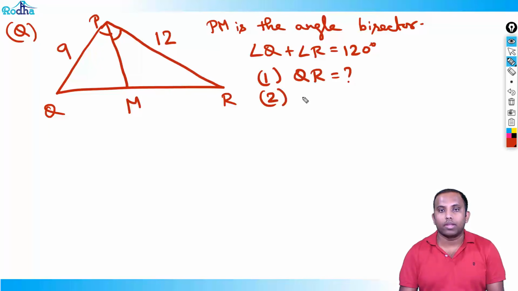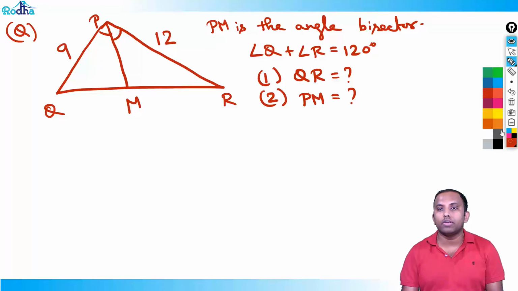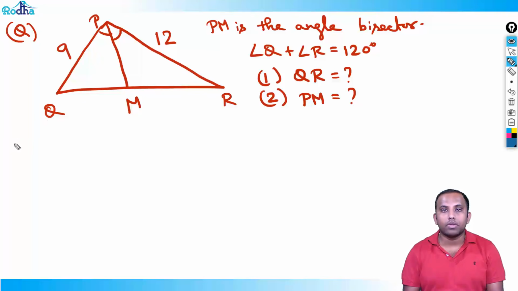Question 2, what is the length of PM? So two questions here, right? A simple application of cosine rule, I'll solve it so that you get the concept here. First, we can find the length of QR, right?